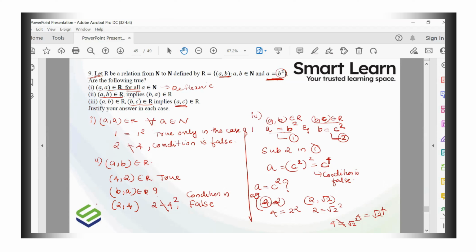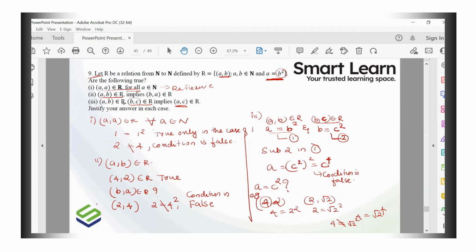Next is, (a, b) is an element of R, you have to check (b, a) is also an element of R. When I check (4, 2), look, 2 square is 4 now. a equal to b square. So (4, 2) is an element of R. That is okay. But (2, 4), 4 square is not 2. So the condition is false.